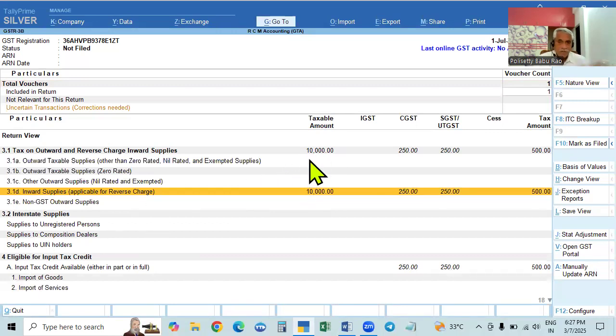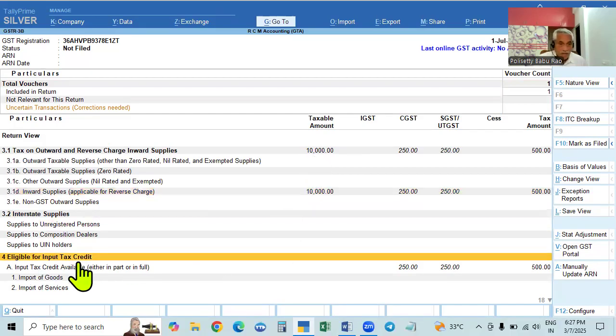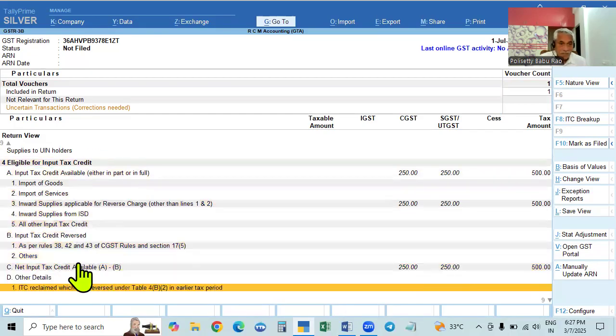These are all supplies made to anybody: supplied to unregistered persons, supplied to composition dealers, UIN holders, interstate only. So from this it will take. Okay. And then here, input tax credit: import of goods, import of services, and ours, inward supplies liable to reverse charge, 250 and 250. Another one is there, and excluding all of this, all other ITC we get is called all other input tax credit, from any other mode, meaning all goods and services we are selling and purchasing.